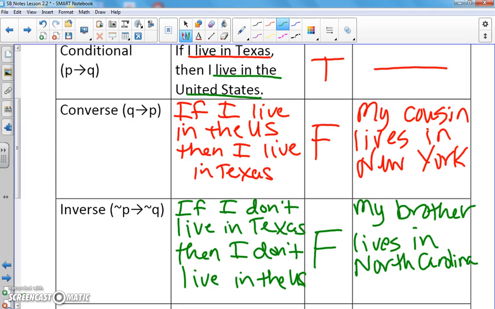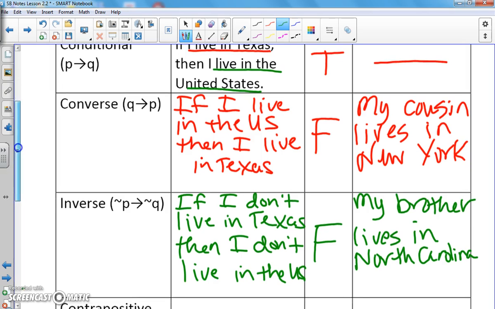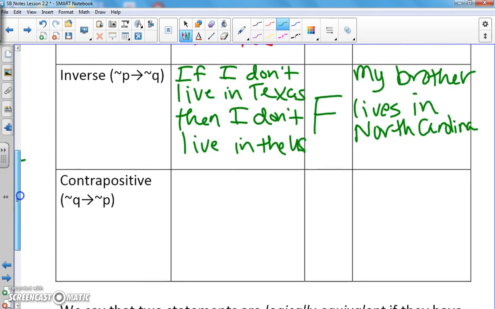Again, I've met the hypothesis. He doesn't live in Texas. He lives in North Carolina. But the conclusion fails. Since he does live in North Carolina, he does still live in the United States. So that proves this to be false.